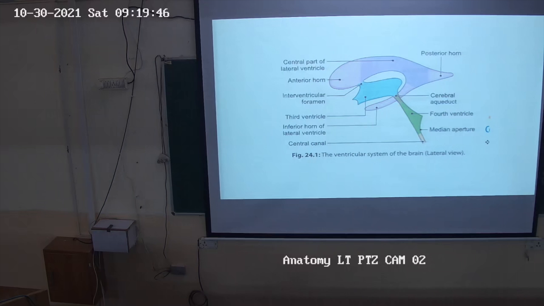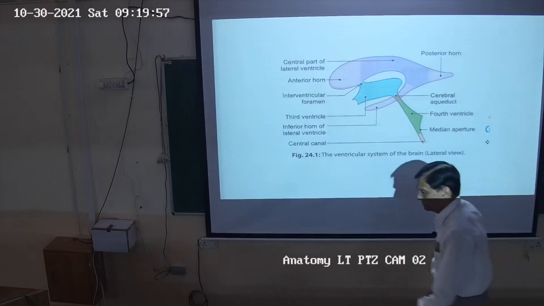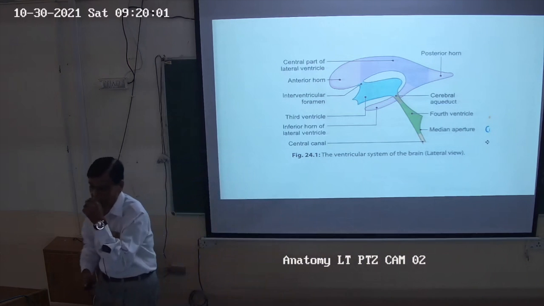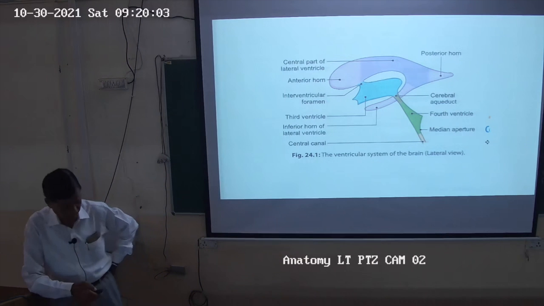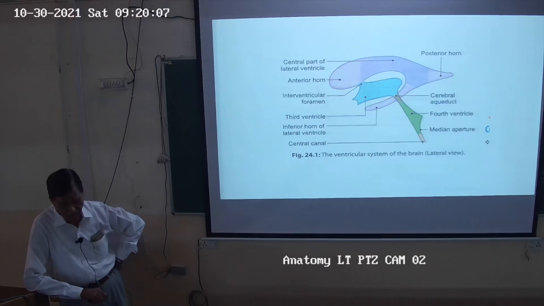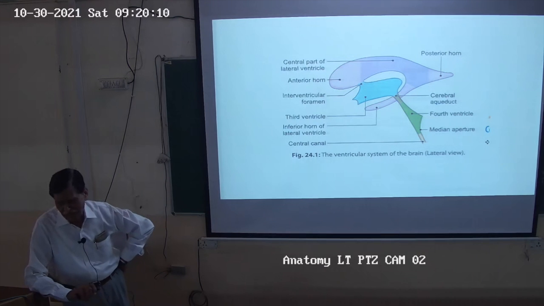Besides this, all the ventricles, maybe the lateral, maybe the third, fourth, all these are lined by epithelium, and that epithelium is called ependyma. Now, we will consider one by one. Okay, before this, let's see the important part.